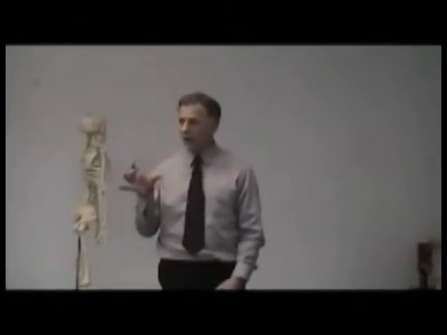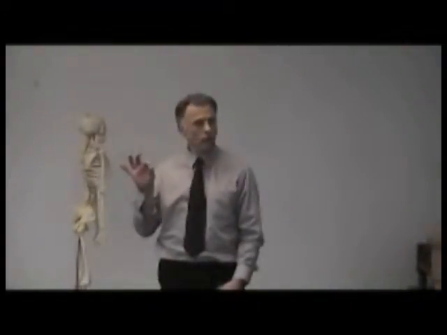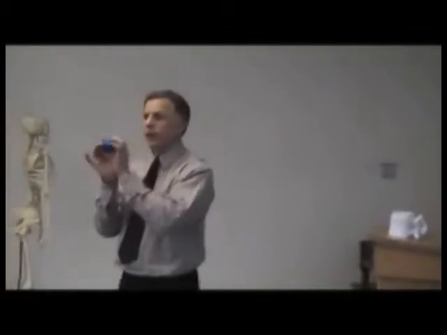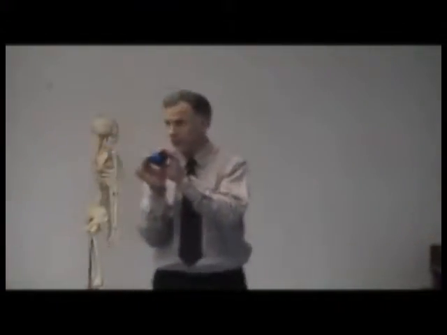Discs are not like a hockey puck. They're not solid. Discs are like this ball. The outside of the disc is a very tough shell, so to speak, and it's pliable. Inside the disc, there's a fluid. The outside is called the annulus. Inside is called nucleus pulposus. I'm just going to call it the gel inside the disc.